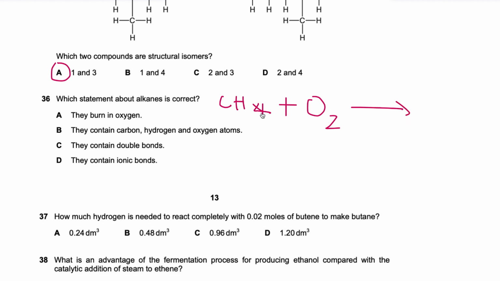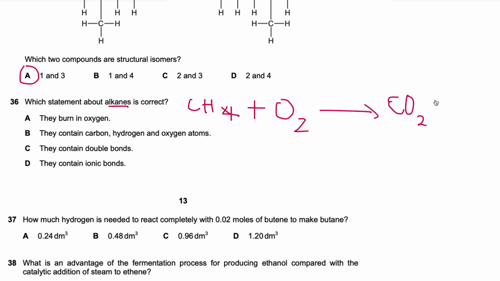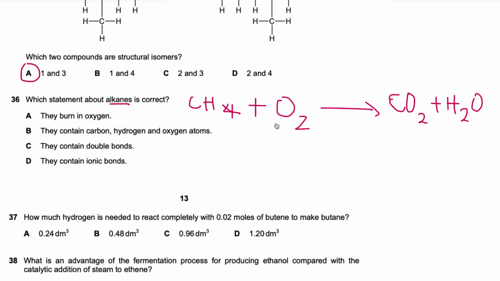I just took an example, methane, the first member of the alkane family. It reacts with oxygen to produce carbon dioxide and water, in the presence of excess oxygen. If there's little oxygen, if the oxygen is not enough, it will form carbon monoxide, which is dangerous and pollutes our environment. Okay, so that's it.